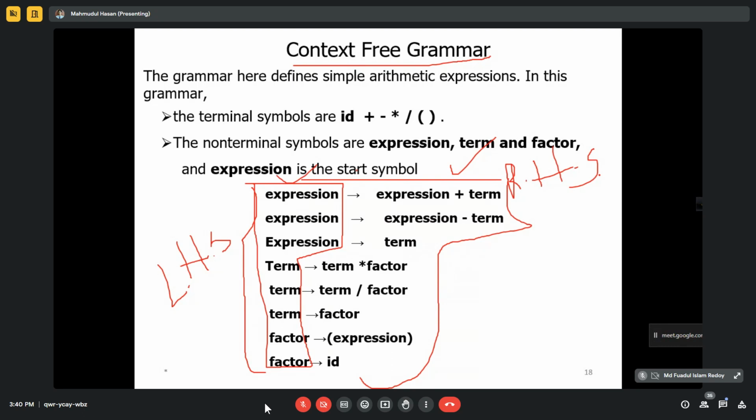It starts with Expression. So this is the start symbol. This one is actually the start symbol. Got it? Yes, sir.